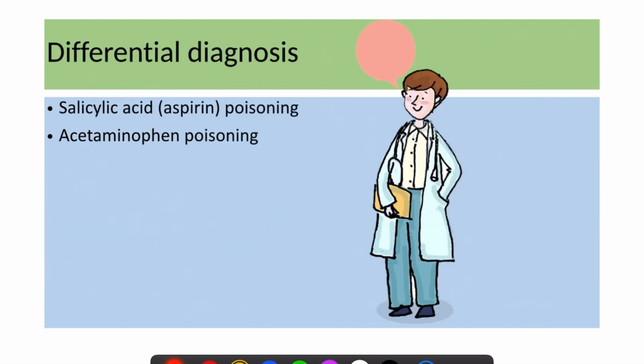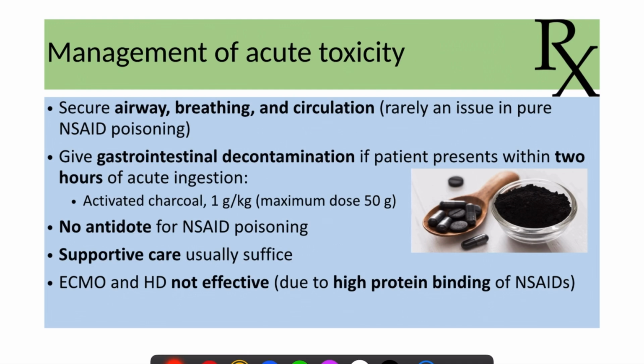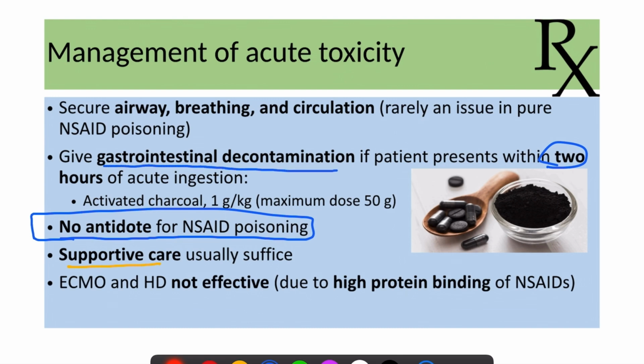The differential diagnosis is broad, however, we need to rule out aspirin poisoning and acetaminophen poisoning in all patients with suspected NSAID poisoning. Talking about the management, the treatment of acute NSAID toxicity is usually supportive. There is no specific antidote for NSAID poisoning. If the patient presents within 2 hours, gastrointestinal decontamination can be done with activated charcoal.